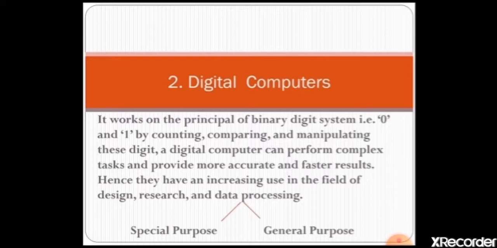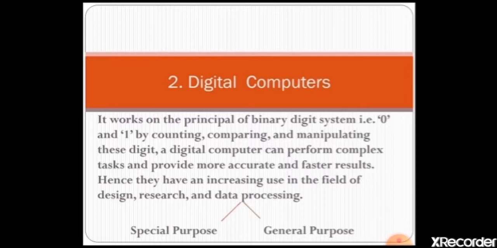If we talk about specific purpose computer, it is that computer which is used for specific applications. Like when we go to the ATMs, we are using the ATM for a specific purpose. So that is known as what? Specific purpose computer. Second, general purpose computer.